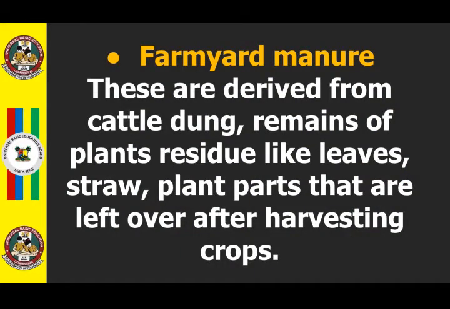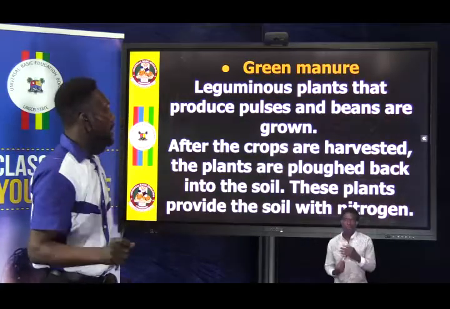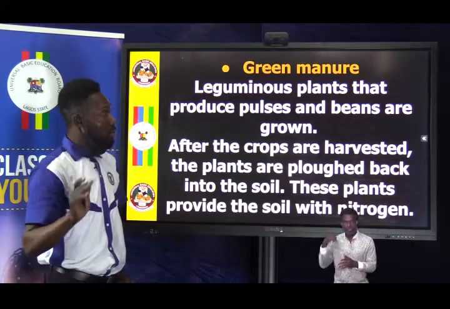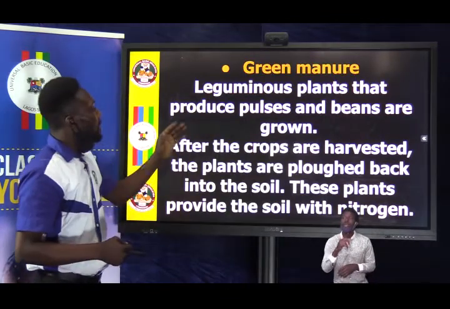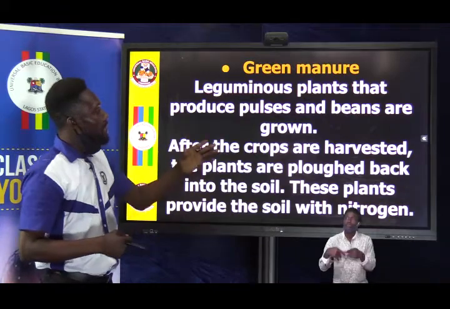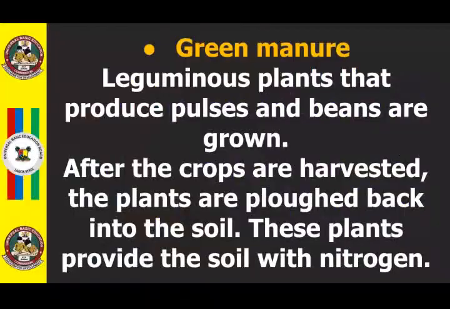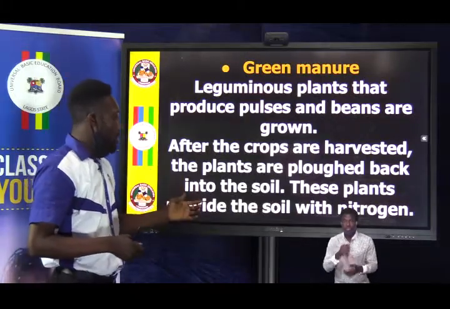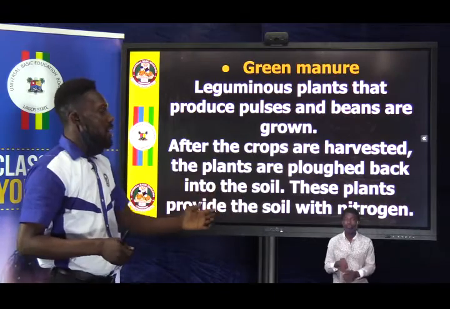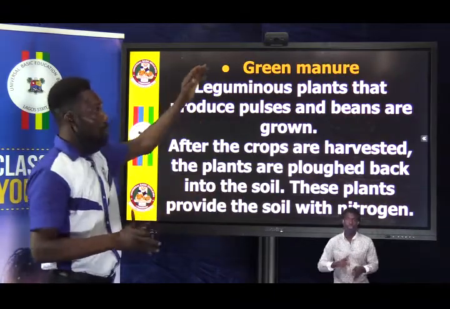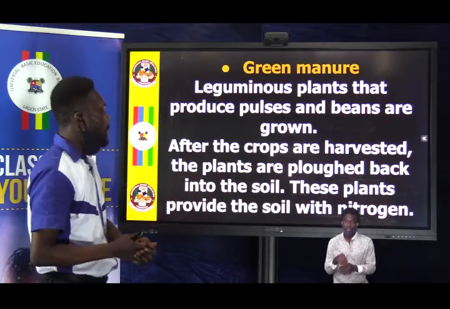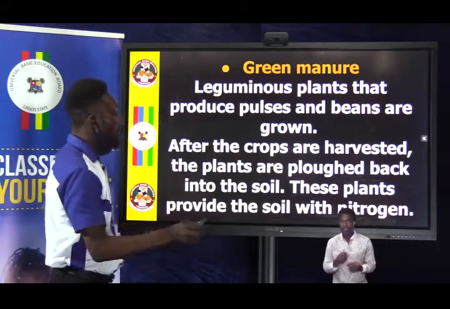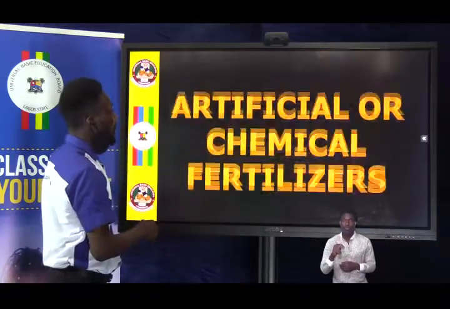That's farmyard manure. Next one is green manure. Green manure comprises leguminous plants that produce pulses and beans. After the crops are harvested, the plants are plowed back into the soil. These plants provide the soil with nitrogen. This is how we get green manure. You'll see an example of what I'm talking about.